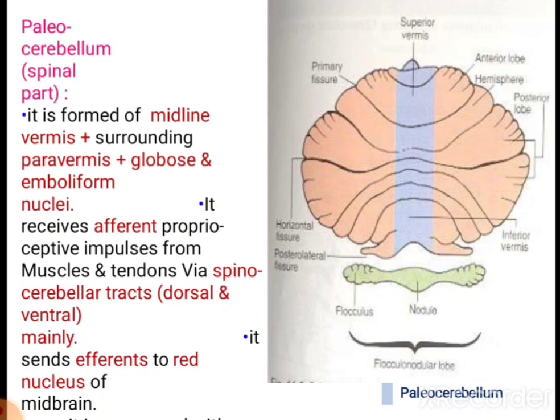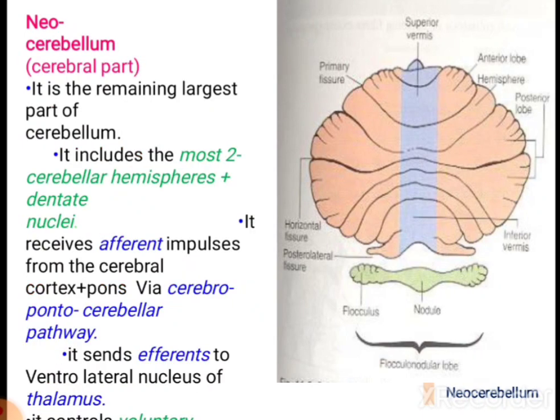It is the spinal part. It is formed by the midline vermis plus the surrounding paravermis and the globose and emboliform nuclei. Globose and emboliform nuclei are the deep cerebellar nuclei. This paleocerebellum is highlighted with purple color in this diagram. It receives afferent proprioceptive impulses from muscles and tendons. Proprioceptive impulses means the impulses of joint position and movement. So these impulses are received in this area, that is paleocerebellum, via spinocerebellar tract, and it sends efferents to the red nucleus of the midbrain. Red nucleus lies in the midbrain, so efferents of this area go to the red nucleus of the midbrain.